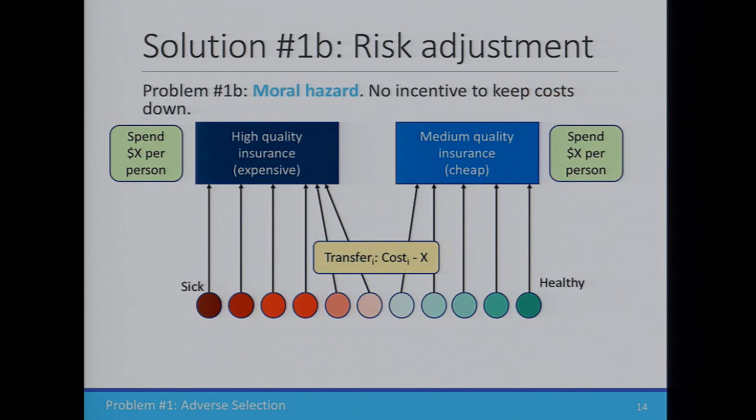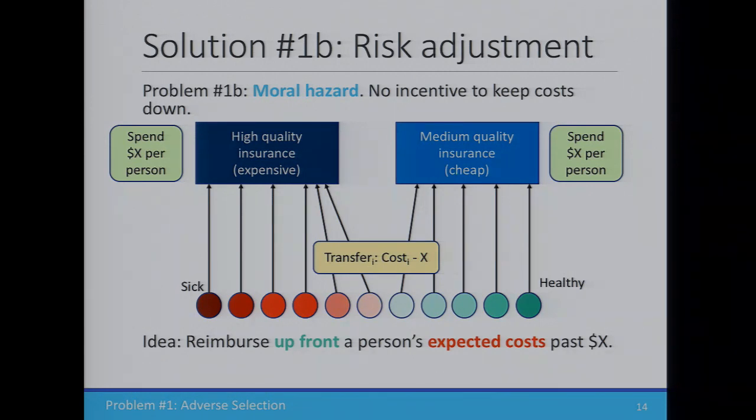Okay, so how do we fix this? The concept that they use is called a risk adjustment. So instead of paying anything over X dollars at the end of the year, we're going to reimburse upfront the expected costs past X dollars. So now, because I'm reimbursing the expected extra amount over X dollars, you know what the expectation is, and you don't want to exceed the expectation. So you should be spending exactly what is expected to be spent for this patient.